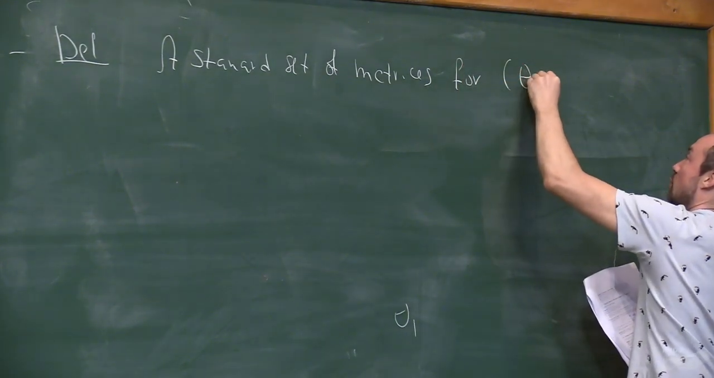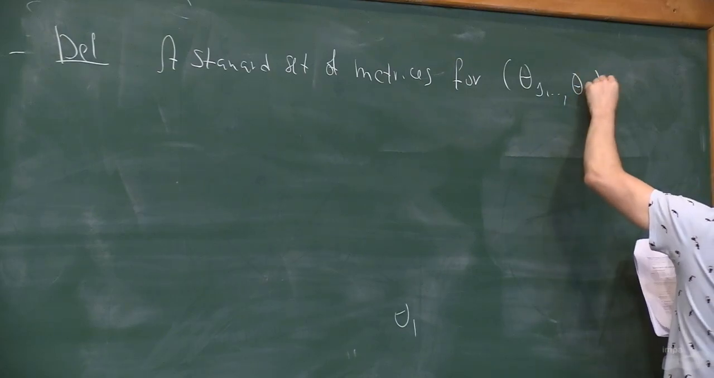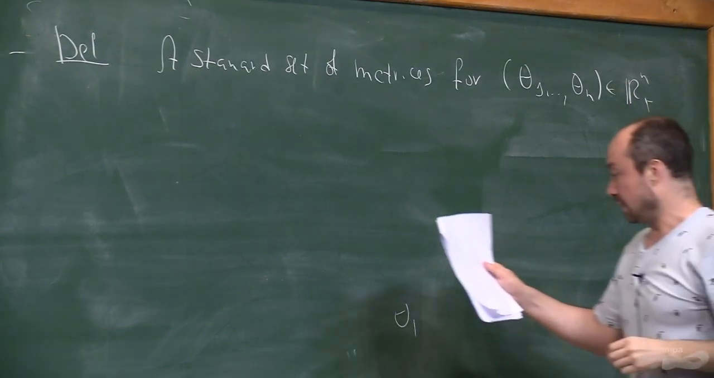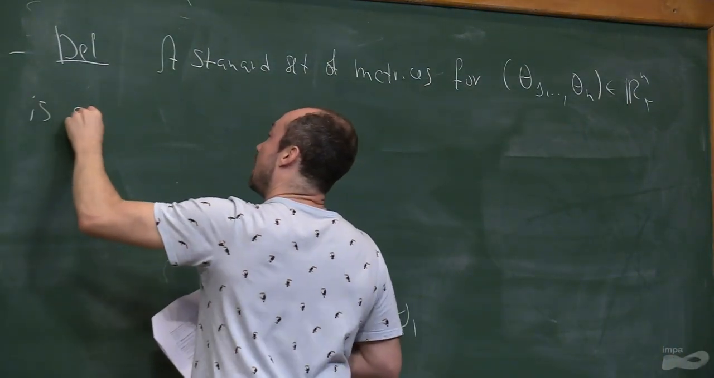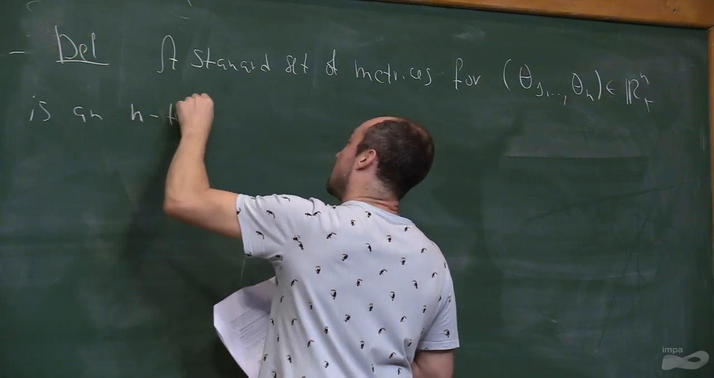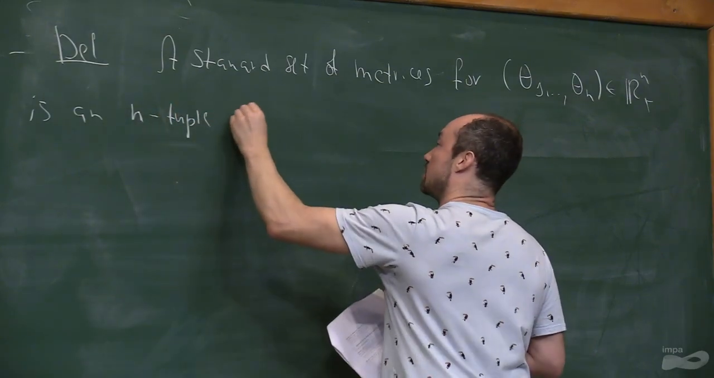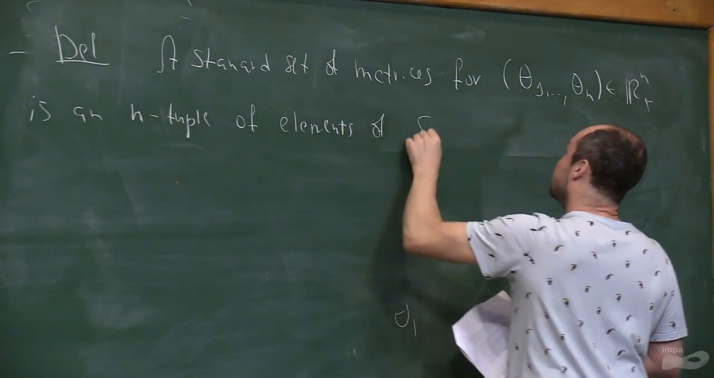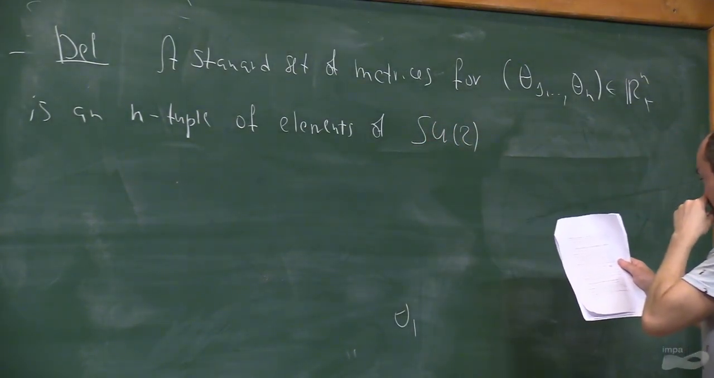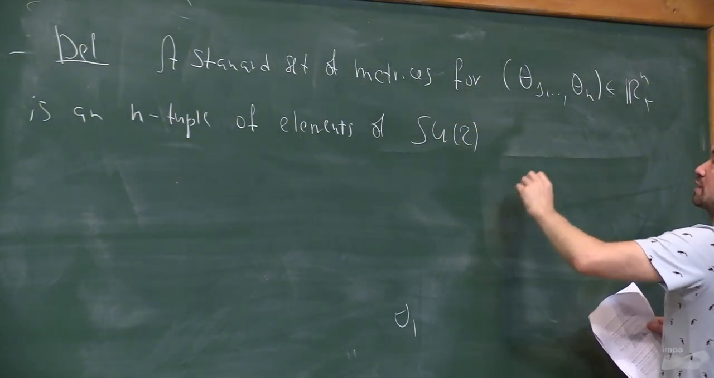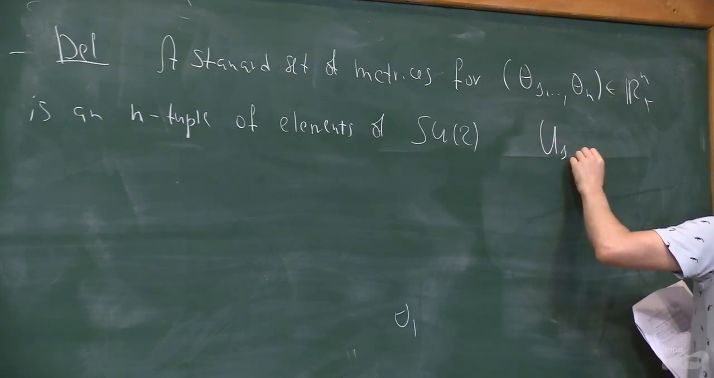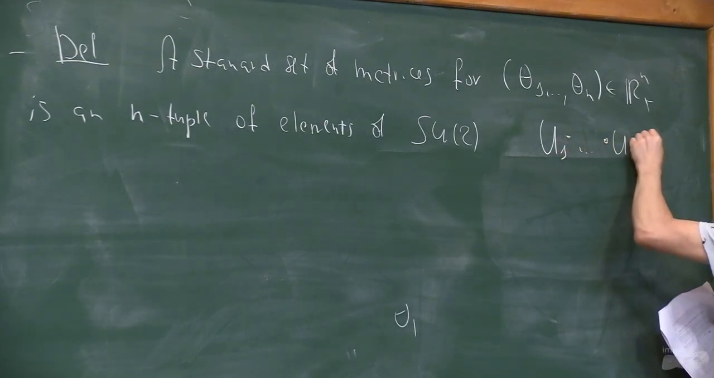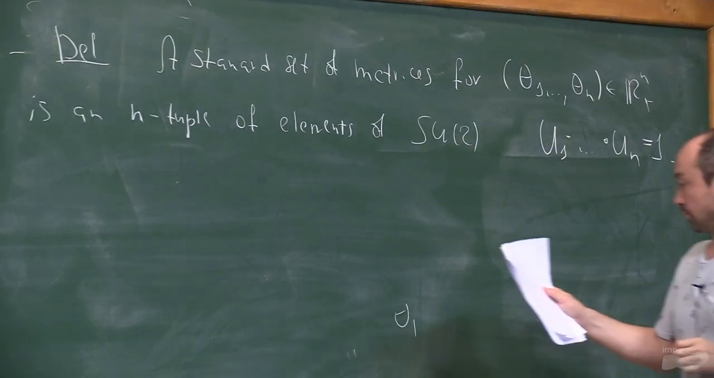for a set of numbers theta 1, etc., theta n in R n plus, is an n-tuple of matrices, elements of SU2. Namely, we have u1, etc., un. And moreover, the product of them is equal to 1. Okay? Product is equal to 1.